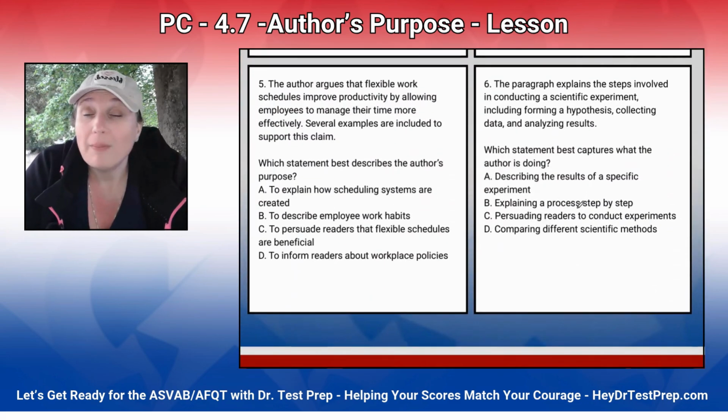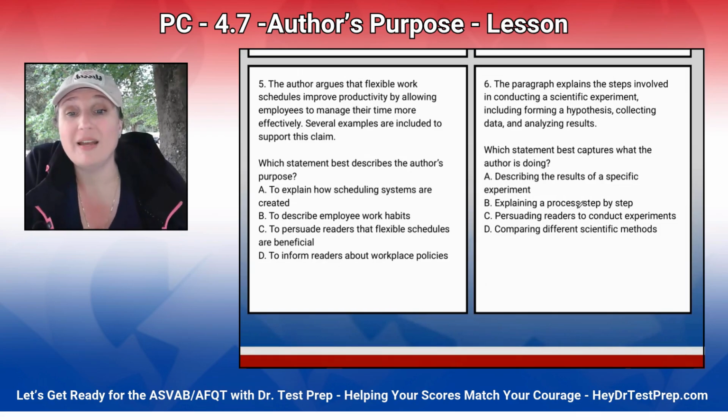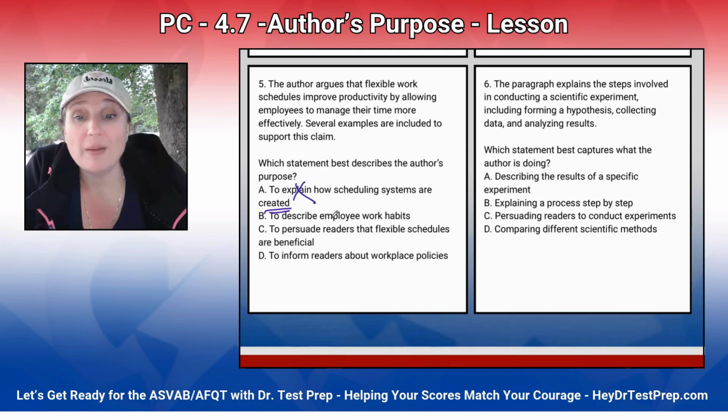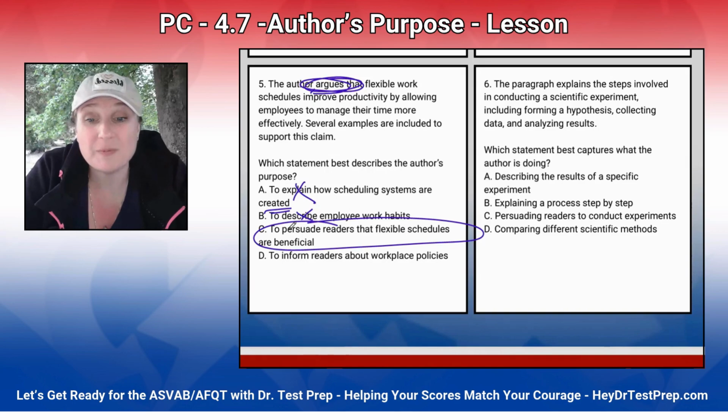The author argues that flexible work schedules improve productivity by allowing employees to manage their time more effectively. Several examples are included to support this claim. Which best describes the author's purpose? To explain how scheduling systems are created? No. To describe employee work habits? It's arguing? No. To persuade readers that flexible schedules are beneficial? Yeah, argue, persuade, those are synonyms.